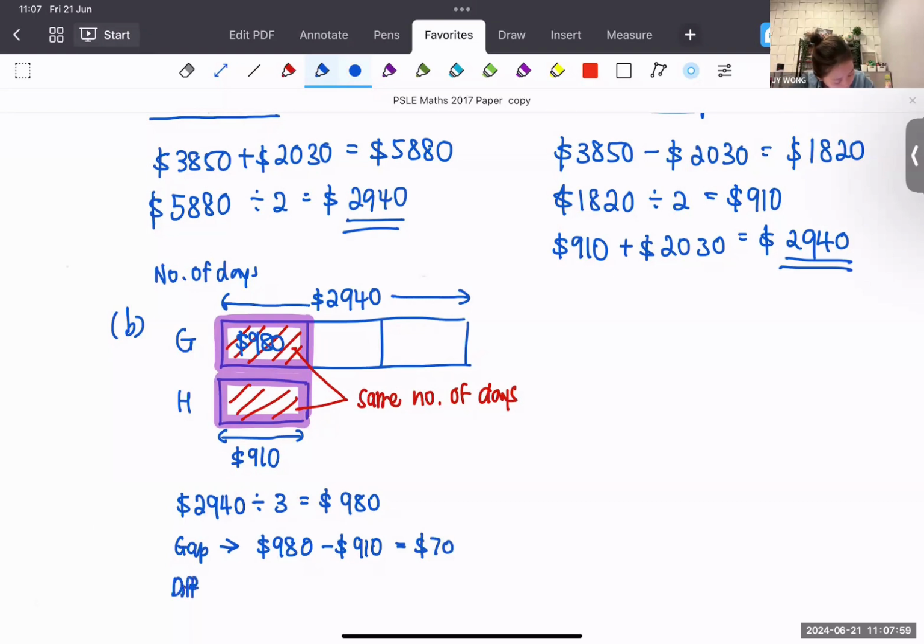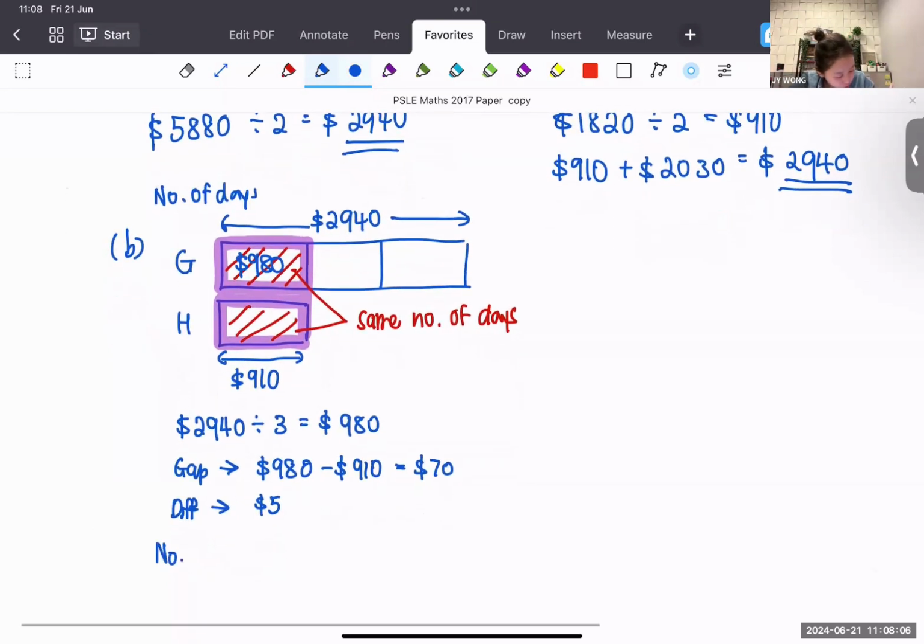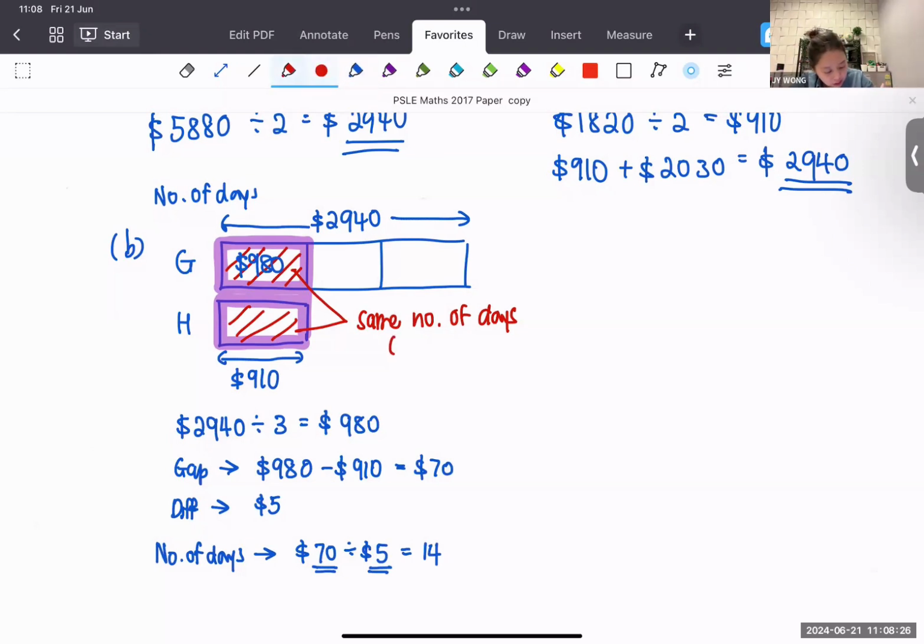Each difference between them, every day the difference is $5 according to the question. So can I find the number of days? So I can. What do I do? I will take $70, which is what Gopal earned extra, right? Every single day he earned $5 extra. So total is $70 divided by every day $5 extra. That will be 14 days in total. So that means that same number of days here, we are referring to 14 days.